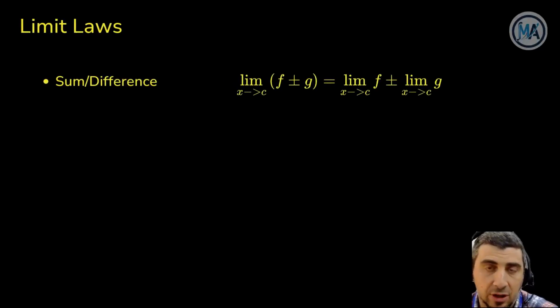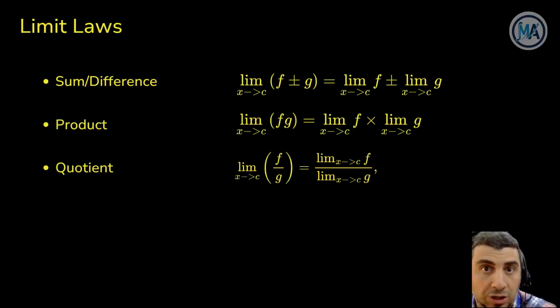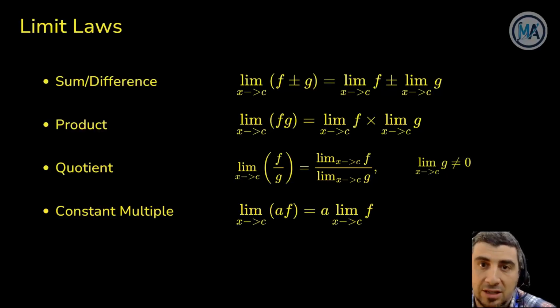Now, some quick limit laws. There's the sum and difference laws. This basically says if you take the limit of a sum or difference of two functions, you can take the sum or difference of their limits separately. The limit of a product is equal to the product of the limits. The limit of a quotient of functions is equal to the quotient of their limits, provided that the limit of the denominator function is not equal to 0. Also, we have the constant multiple law for limits. That just says if you have the limit of a constant times a function, you can factor out the constant and take the limit of the function times that constant.